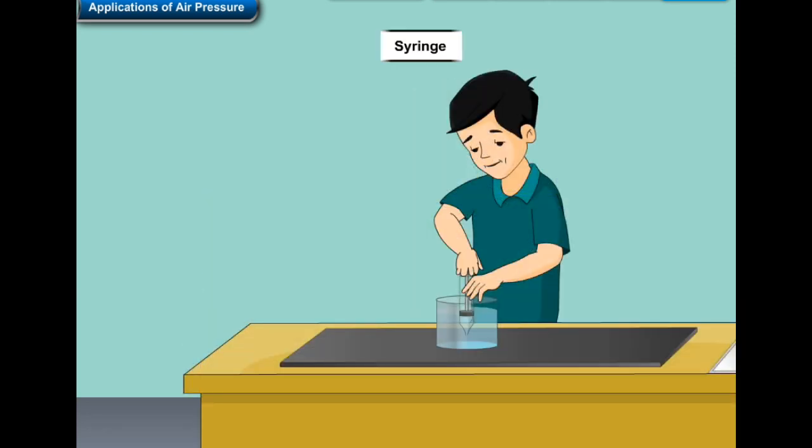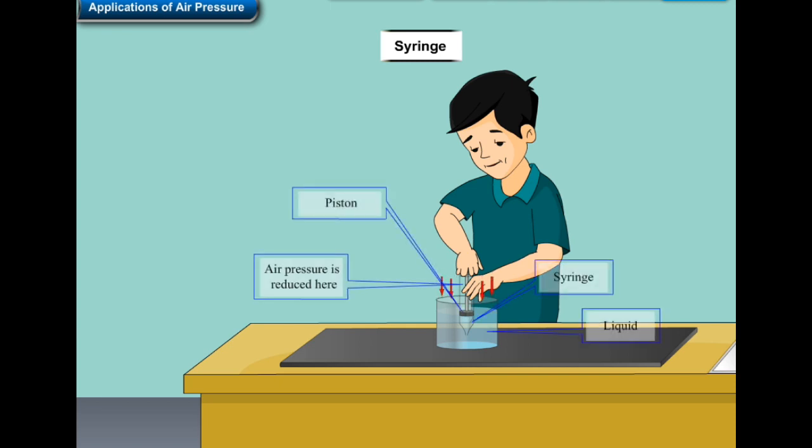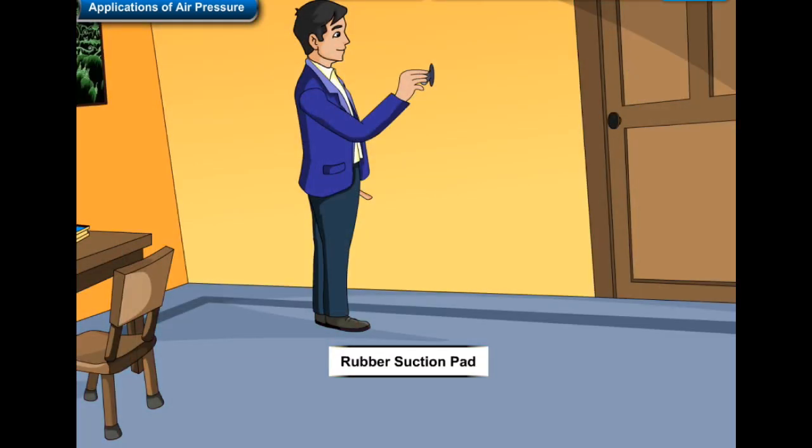Syringe. When the nozzle of a syringe is dipped in a liquid and its piston is withdrawn, the pressure inside the syringe is lowered. The greater atmospheric pressure acting on the surface of the liquid pushes the liquid up into the syringe.